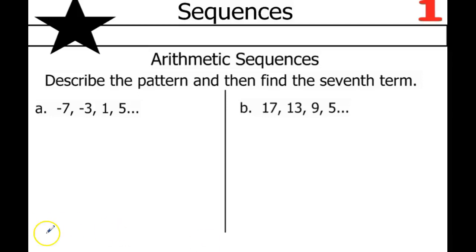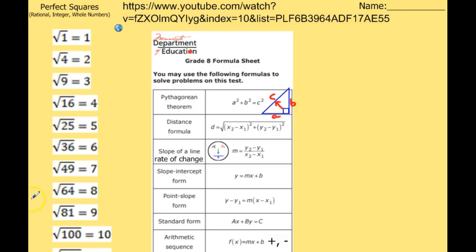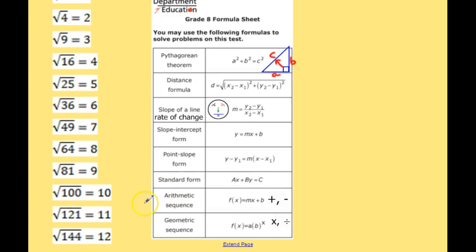Good morning. Today we are talking about sequences. Hopefully in class you looked at our formula sheet. We're talking about these bottom two. And I gave you a little introduction to that already.